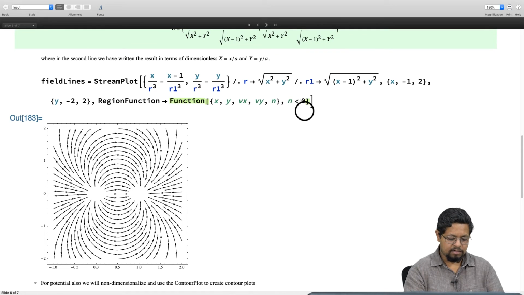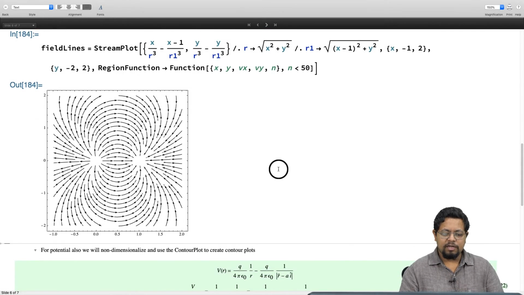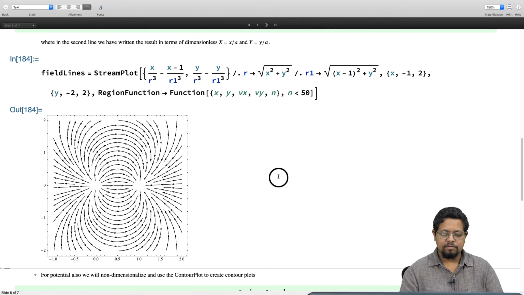We can make it even higher, as long as we don't try to draw in this region where the direction is ill-defined. It's perfectly fine. So this was an example of electric field lines for a dipole.